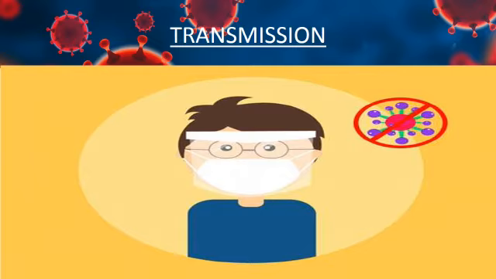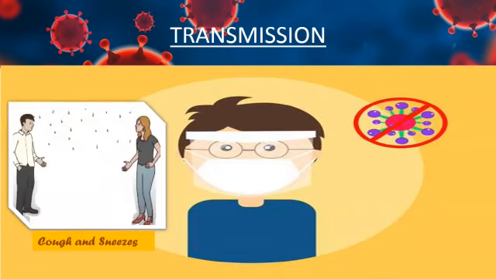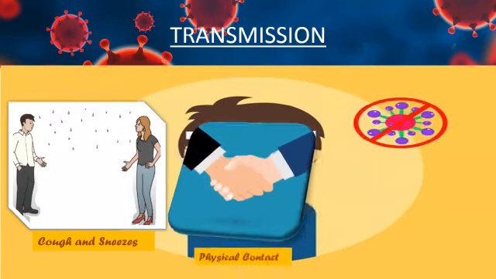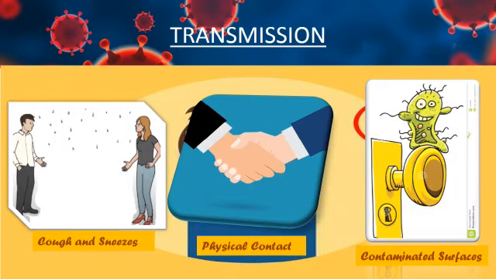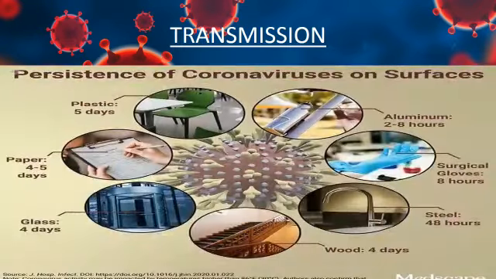The transmission of virus can occur when an infected person coughs or sneezes, or when he has physical contact with others, or when he touches a contaminated area. The persistency period of coronavirus on various surfaces is 5 days on plastic, 2 to 8 hours on aluminium, 8 hours on surgical gloves, 48 hours on steel, 4 days on wood, 4 days on glass, and 4 to 5 days on paper.